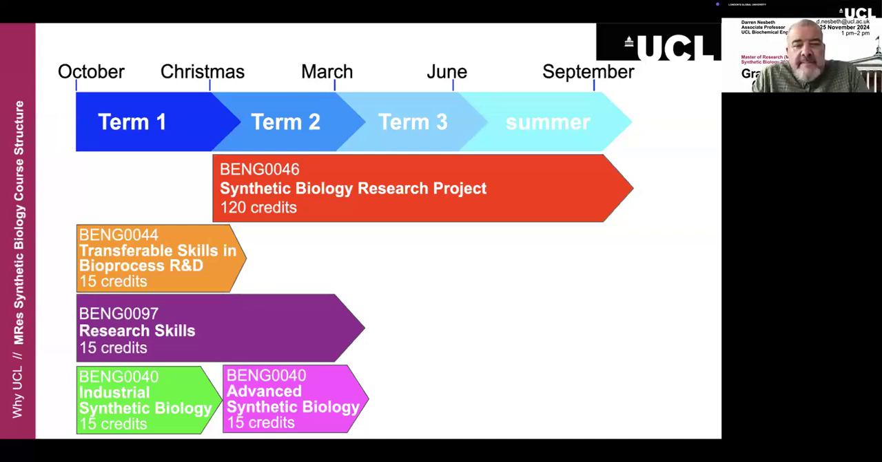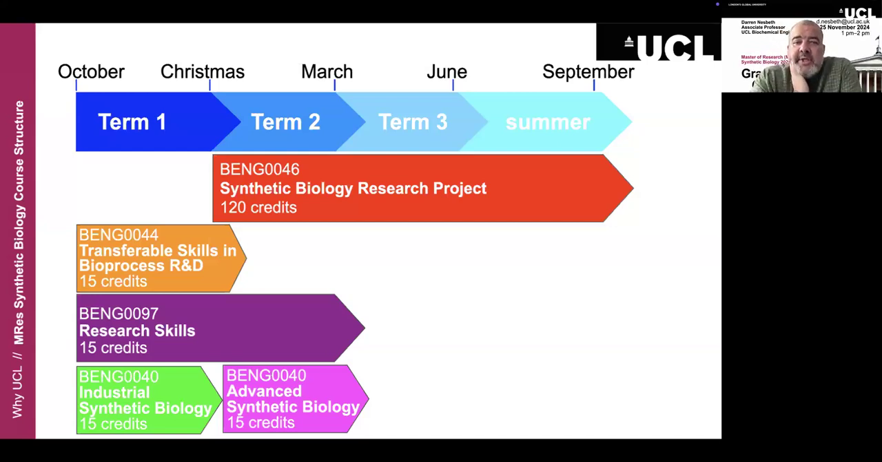So I teach BN0040 called Industrial Synthetic Biology in term 1, and my colleagues Leonardo Rios and Paul Dolby will be teaching the Advanced Synthetic Biology module in term 2. I see I've given them both the same code. That's a typo. So the Advanced Synthetic Biology module is BN0045.